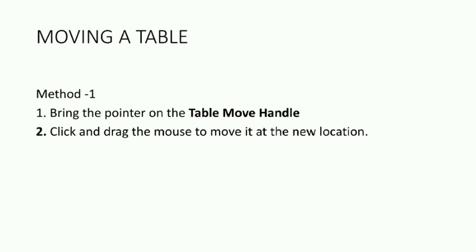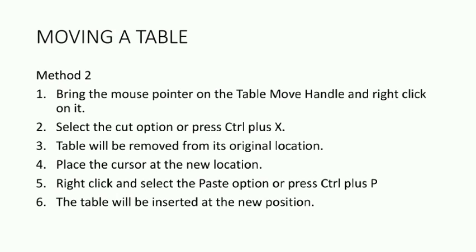Now we will discuss the second method to move a table. Point number 1 is bring the mouse pointer on the table move handle and right click on it. So we will do the same process: the mouse pointer will be moved over the table move handle, and after that we right click on it. Then, second point, select the cut option or press Ctrl plus X. We have to select the cut option, or we can use the shortcut command Ctrl plus X.